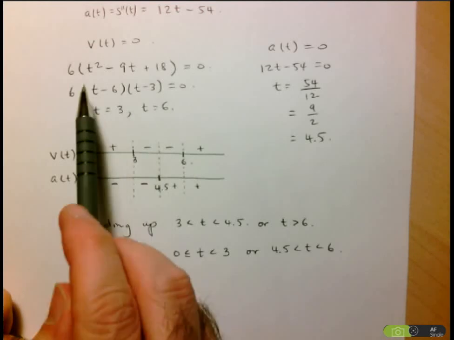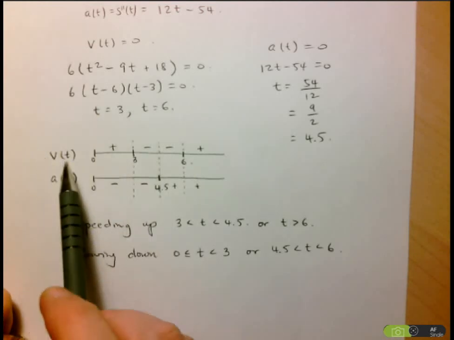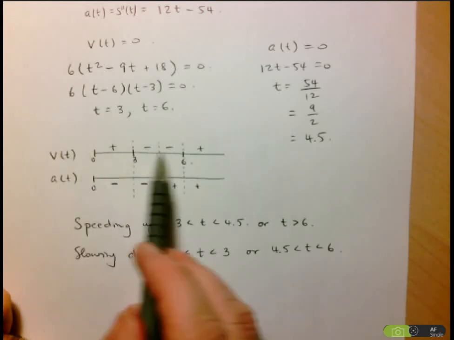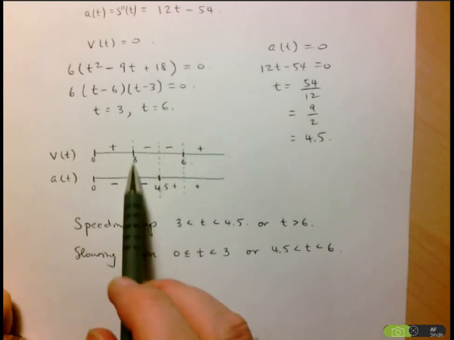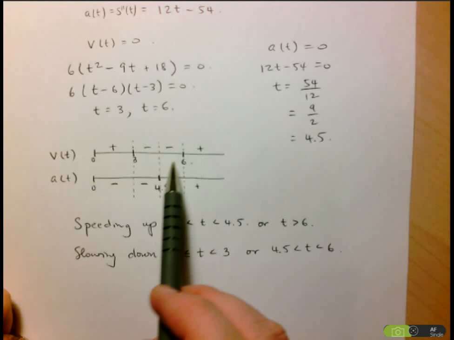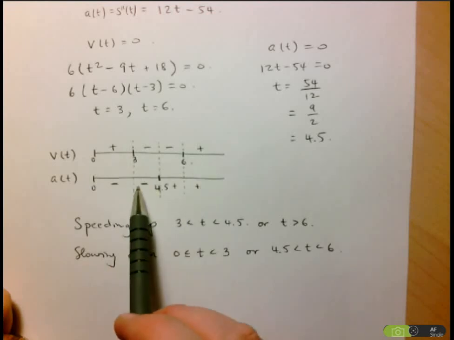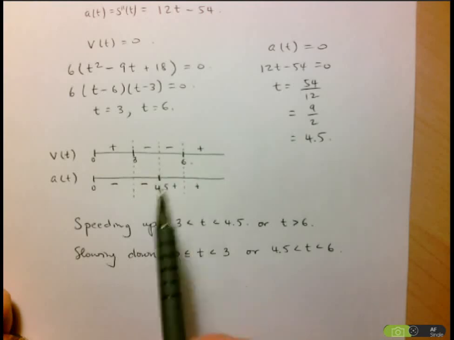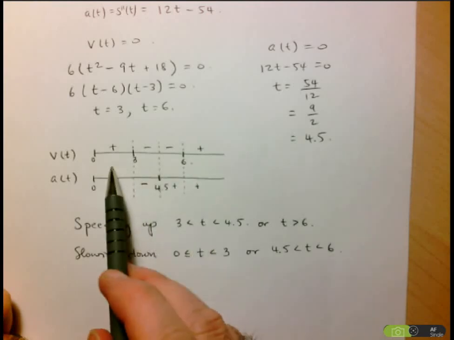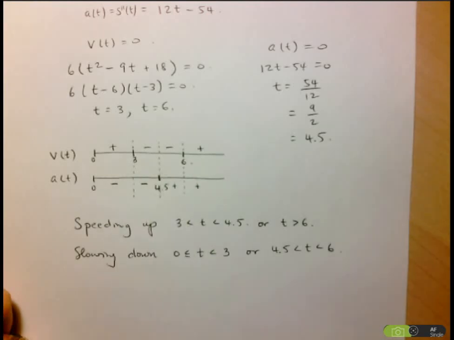So there we have it. Find your derivatives for your velocity and acceleration. Set up a number line which includes the zeros of the functions, and then test the signs in all the possible intervals created by the zeros. Wherever the signs are the same, speeding up; wherever they're different, slowing down. Okay, that's it for this one.